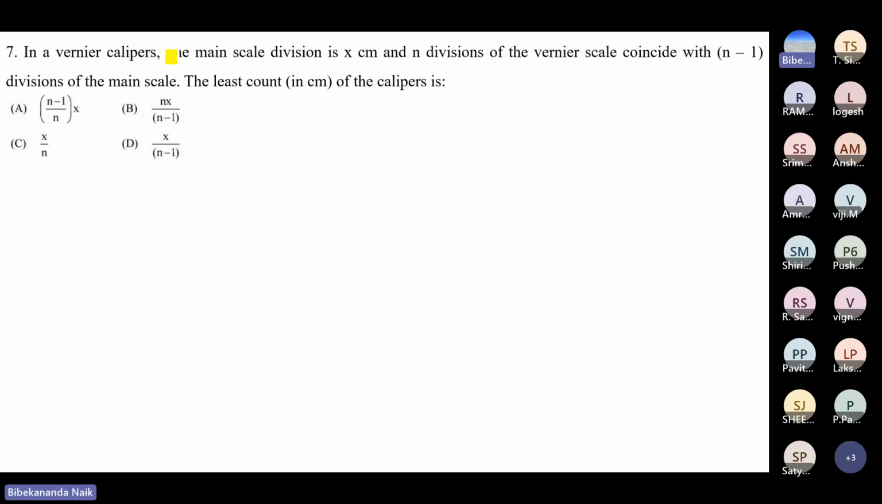One main scale division is x centimeter and n divisions of the vernier scale coincide with n minus 1 divisions of the main scale. So we want to calculate the least count. I will be giving you 1 or 2 minutes for this question because it is a very easy question, and after that I will be solving it.